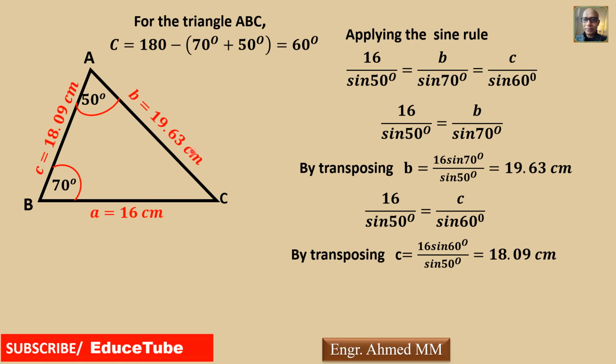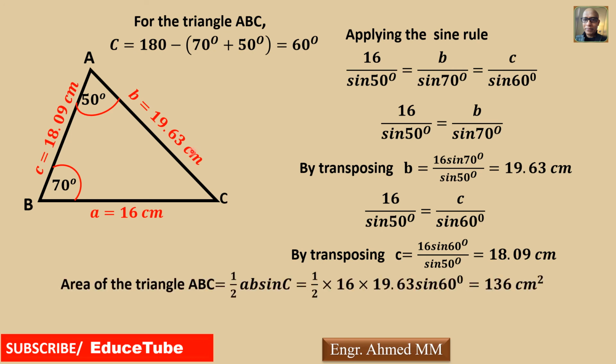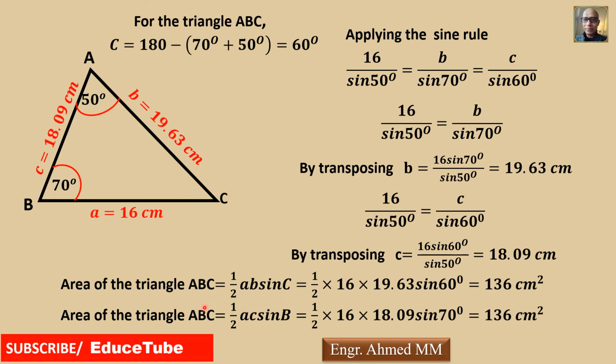As we know all the items, sides and angles, we can find the area. So for the area of the triangle, what is the formula? Half AB sine C, because if we take A and B, then we have to take the angle in between these two sides, so it is sine C. I got 136. Again, for checking, I am using another equation, A and C, so I have to take this angle, sine 70. So I got 136. So it is very easy to find the area of a triangle using these equations.